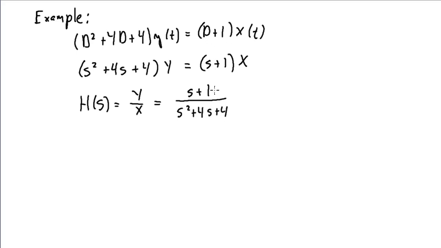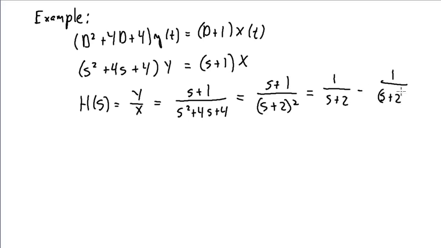So we can see how the numerator polynomial in my transfer function is determined by the right-hand side of my differential equation, while the denominator polynomial is determined by the left-hand side. And I can factor the denominator as (s + 2) squared, and write that in partial fraction expansion. This would be 1 over (s + 2) minus 1 over (s + 2) squared.